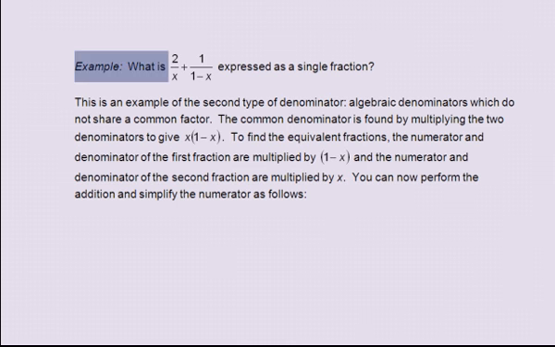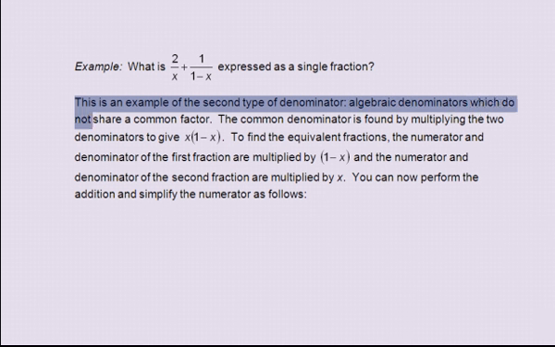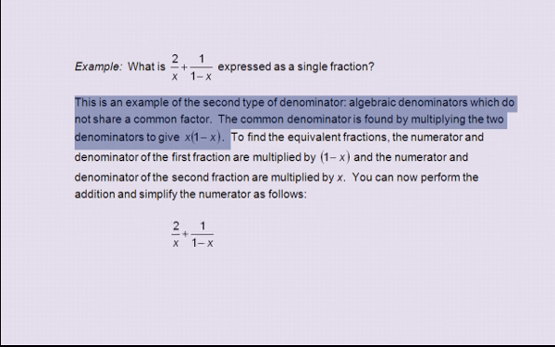What is 2 divided by x plus 1 divided by 1 minus x expressed as a single fraction? This is an example of the second type of denominator, algebraic denominators which do not share a common factor. The common denominator is found by multiplying the two denominators to give x multiplied by 1 minus x. Looking at the question, 2 divided by x plus 1 divided by 1 minus x.